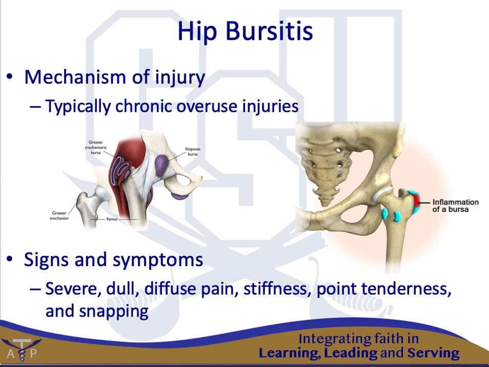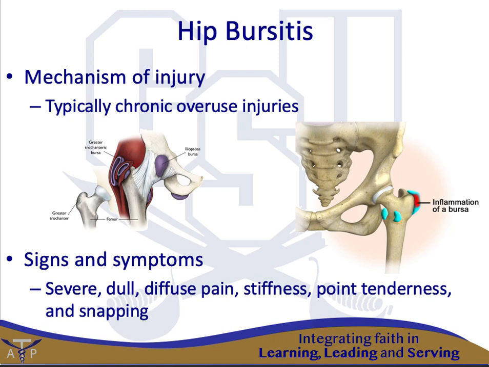Remember that a bursa is a fluid-filled sac, and it assists in providing cushion between bone and soft tissue so that we get that fluid motion, especially at the hip, a ball and socket joint, where we need a lot of fluid motion. But these can be inflamed, and we can typically see this over a long period of time with chronic overuse injuries.